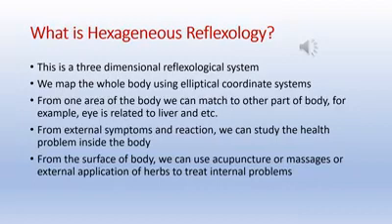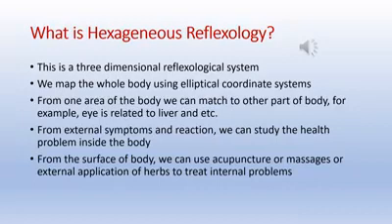We map the whole body using an elliptical coordinate system. I'm going to show it in a future slide. From one area of the body, we can match to another part of the body. For example, the eye is related to the liver, etc. Then from external symptoms and reactions, we can study the health problem inside the body.